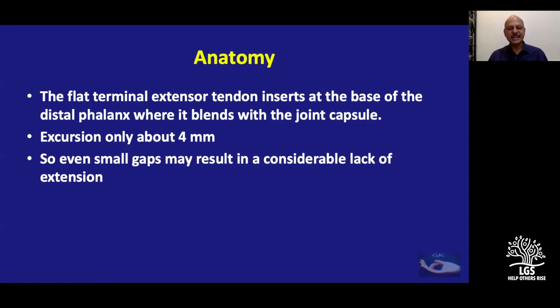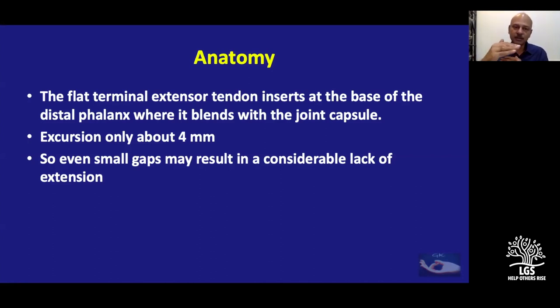it is a flat terminal extensor tendon which inserts at the base of the distal phalanx where it blends with the joint capsule. Now we need to remember this. It is very close under the skin and it is very close to the joint capsule which is underneath it. So this terminal tendon, it is almost difficult to separate out the extensor tendon at the level of the distal interphalangeal joint from the skin above.